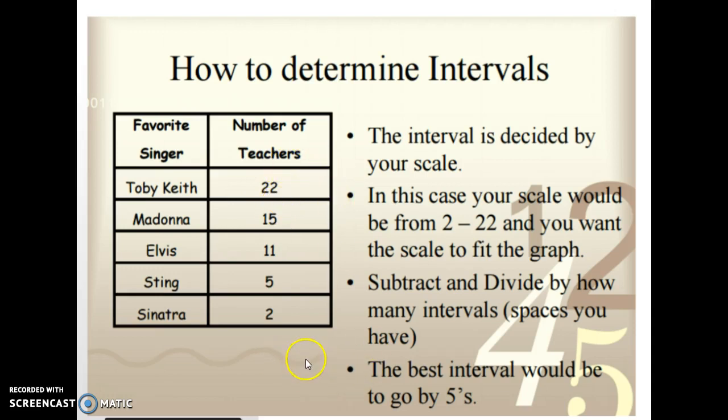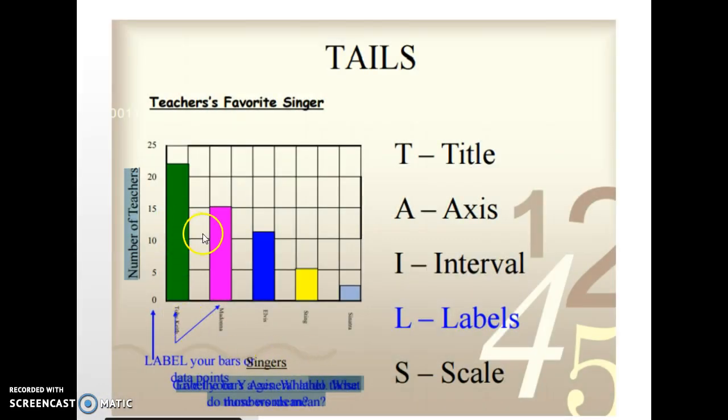To figure out your intervals, you should subtract and divide by how many intervals or spaces you have on that graph, and that's going to help you figure out what you should count by. In this case, let's just count by 5s. Okay, and that's how it would be set up. If you look, we only had 1, 2, 3, 4, 5 spaces or 5 different rows on here, so we had to count by 5s in order to fit 2 to 22 on here.